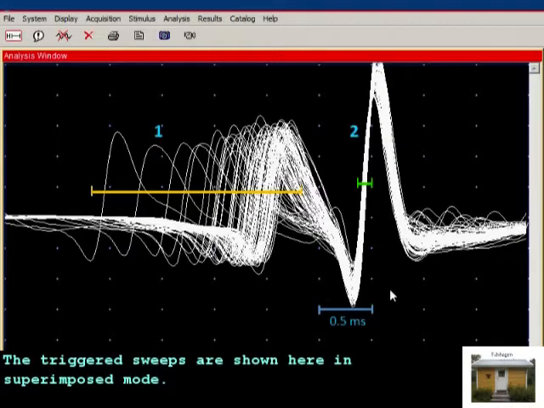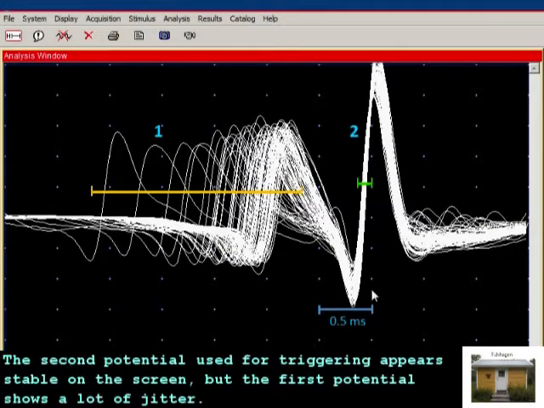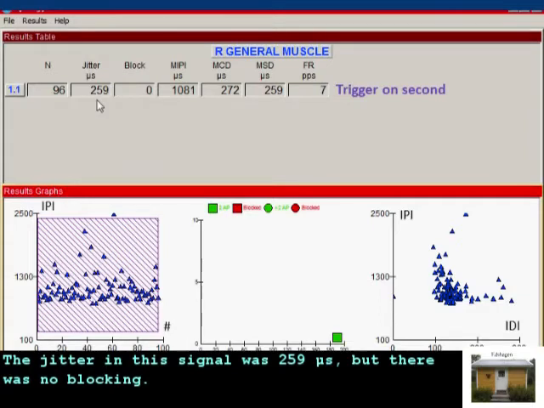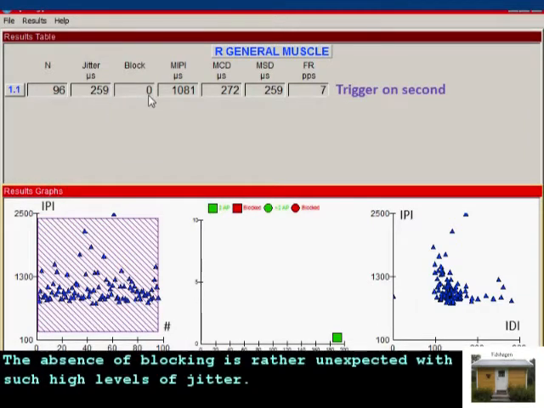The triggered sweeps are shown here in superimposed mode. The second potential used for triggering appears stable on the screen, but the first potential shows a lot of jitter. The jitter in this signal was 259 microseconds, but there was no blocking. The absence of blocking is rather unexpected with such high levels of jitter.